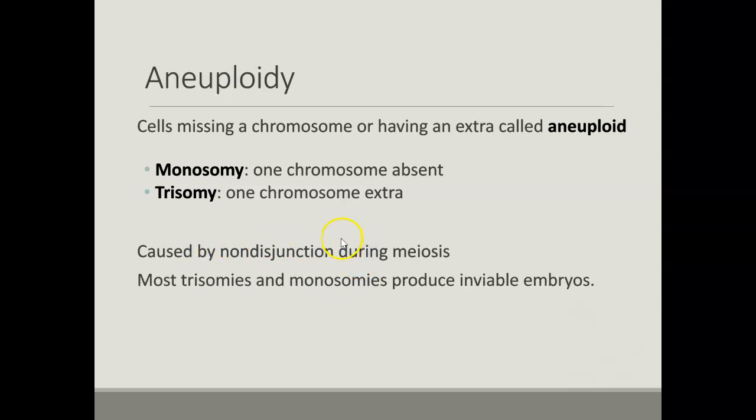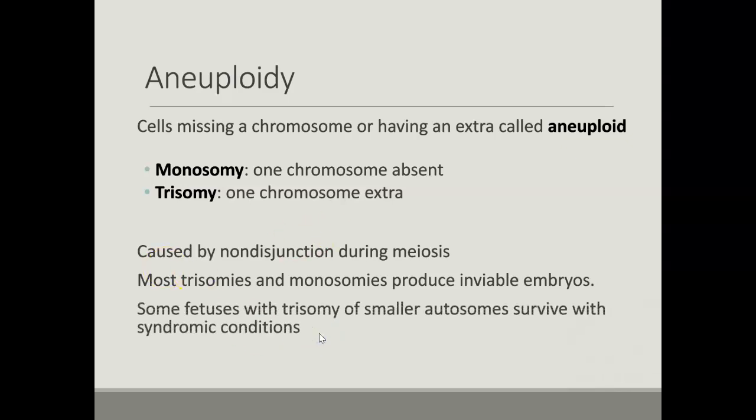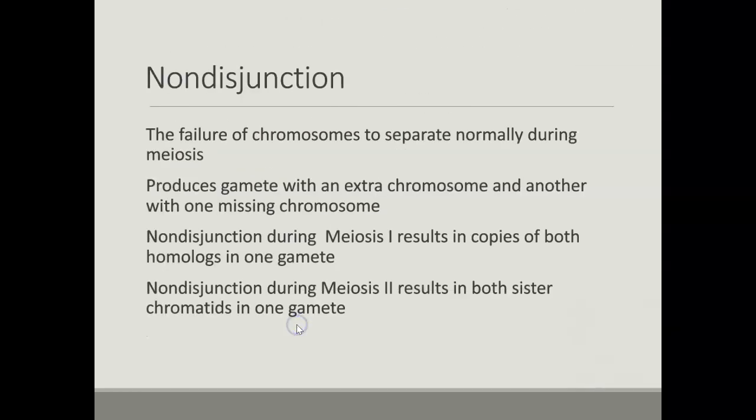For the most part, trisomies and monosomies produce inviable embryos, which means that embryo cannot produce a live birth child that will then be able to survive. You just can't have extra chromosomes or be missing chromosomes for the most part. However, there are some conditions which are survivable, typically associated with things like an extra sex chromosome or missing a sex chromosome. And there's really only trisomy 21, which is Down syndrome, which is your survivable condition with an extra autosome.